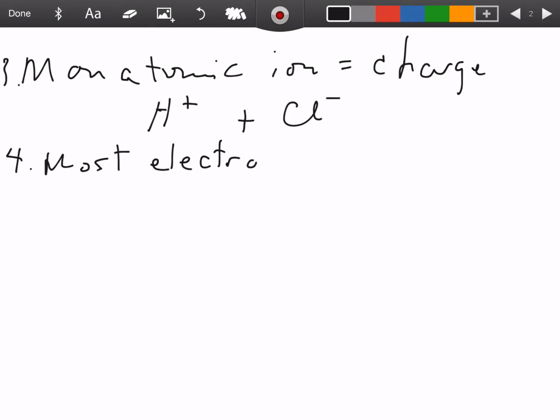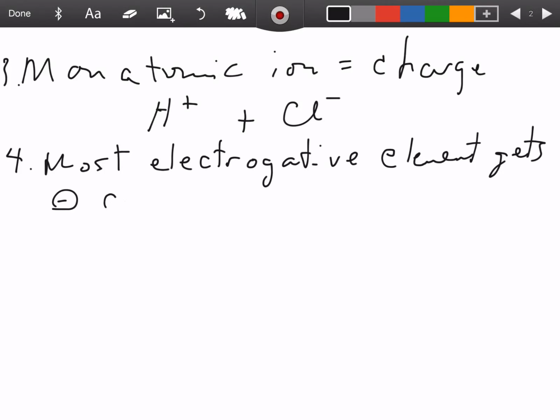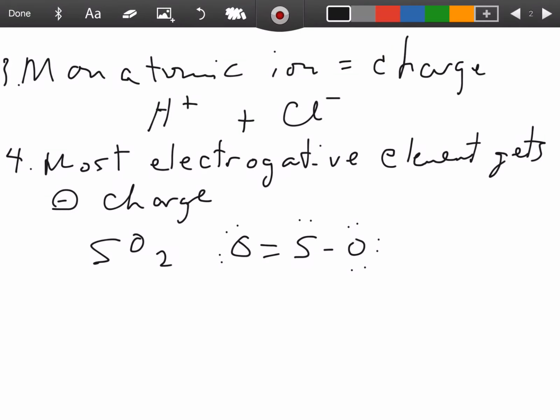electronegative element gets the negative charge. And so when I take a look at some different kinds of molecules here, if I were looking at, say, a molecule of SO2, and if I were to draw the Lewis structure for that, I would draw it such that it looked like this. Right, so this is sulfur dioxide. And the most electronegative element here is the oxygen instead of the sulfur.